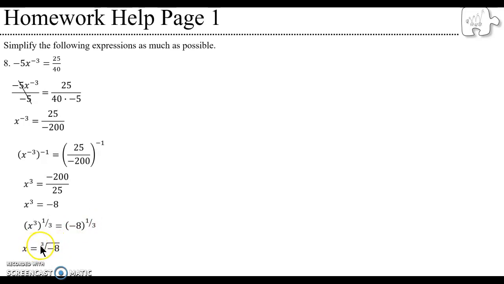And we know what the cube root of -8 is, right? What number times itself 3 times is -8? Well, we know 2 times 2 times 2 is 8, so -2 times -2 times -2 is -8.